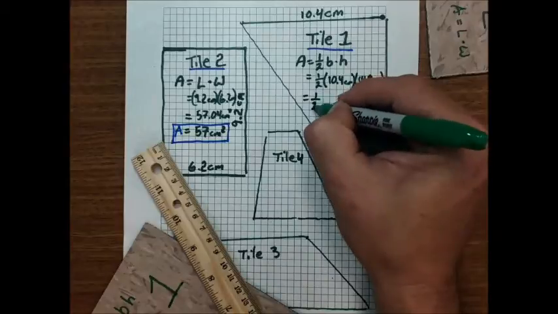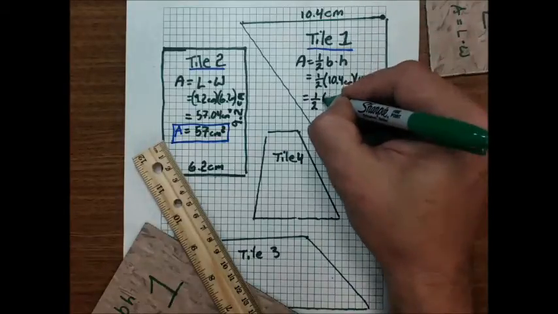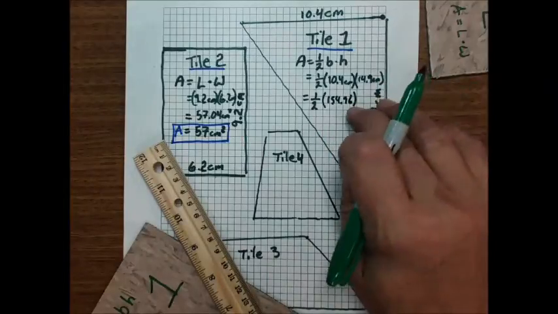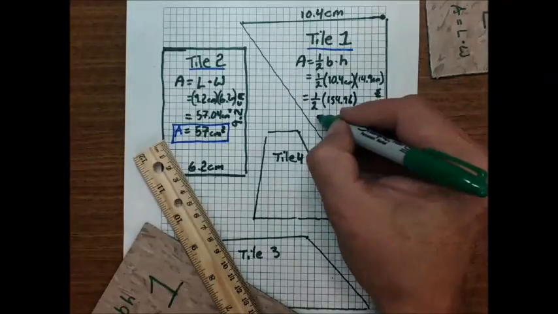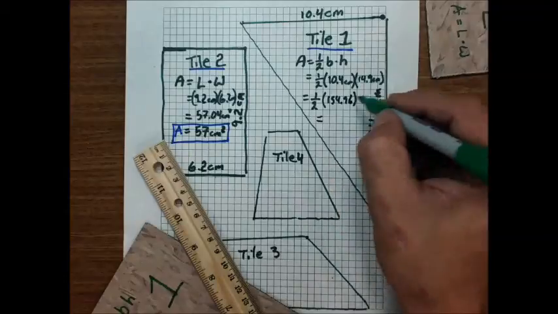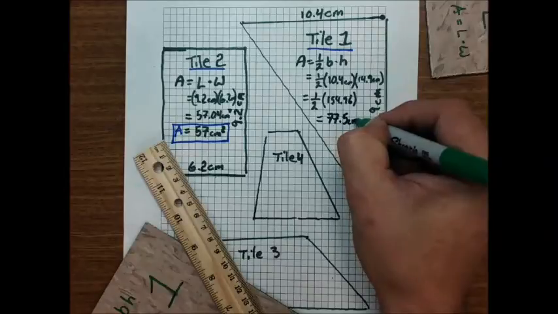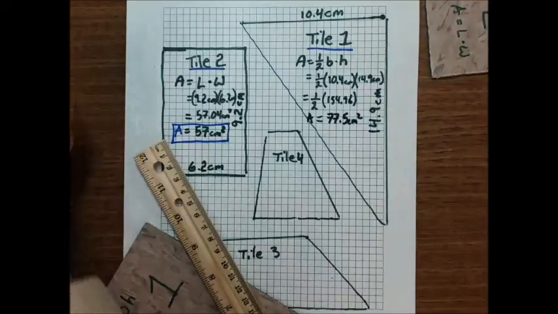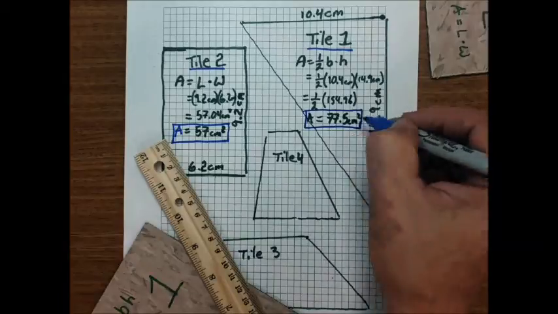So this is 1/2 and I get 1/2 times 154.96. I haven't rounded this yet because I still have one more calculation to go. Divide by 2. I get 77.48. I'm going to leave that extra figure, 77.5 centimeters squared. So this is my area, and I'll box this in because this is going to my data table as well.